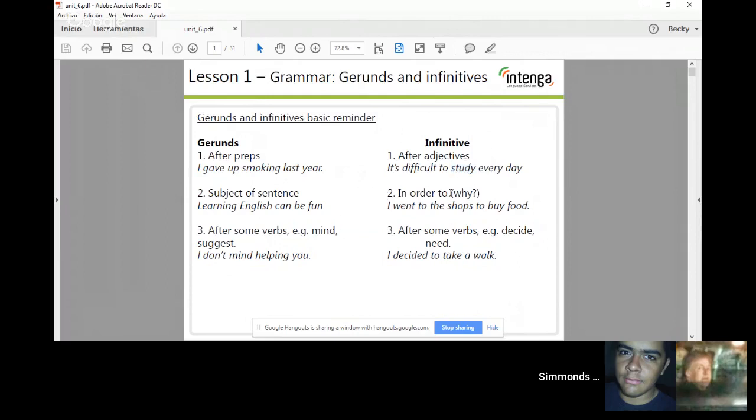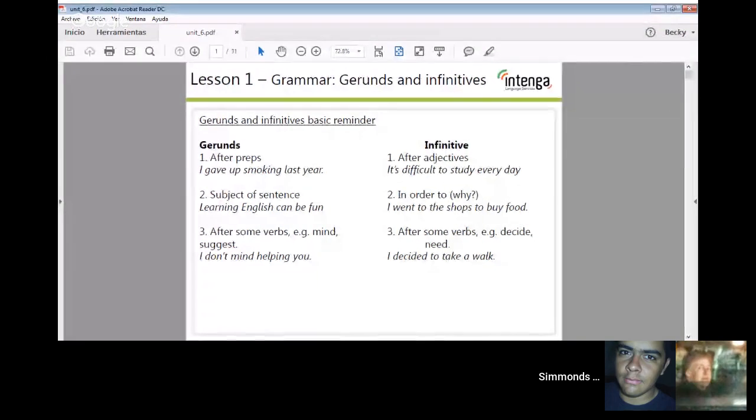It's easy to learn English verbs, for example. And then in order to, answering the question why. I went to the shops to buy food, when you're saying an answer. I went to the shops in order to buy food, for example. So that's just another way that we do that. Any questions about this? Because this is the review, so I'd like to do this a little quicker than before.